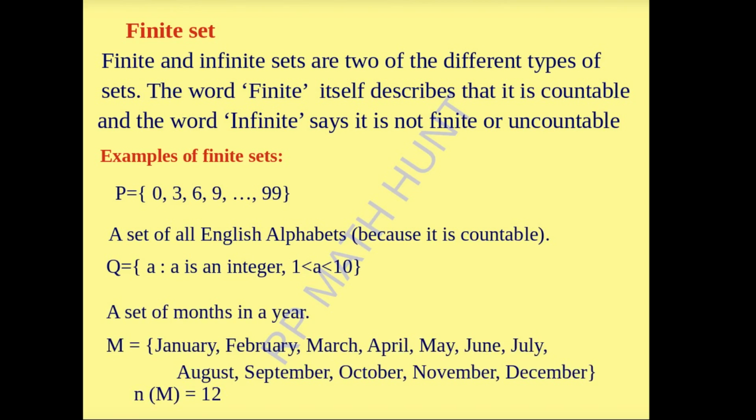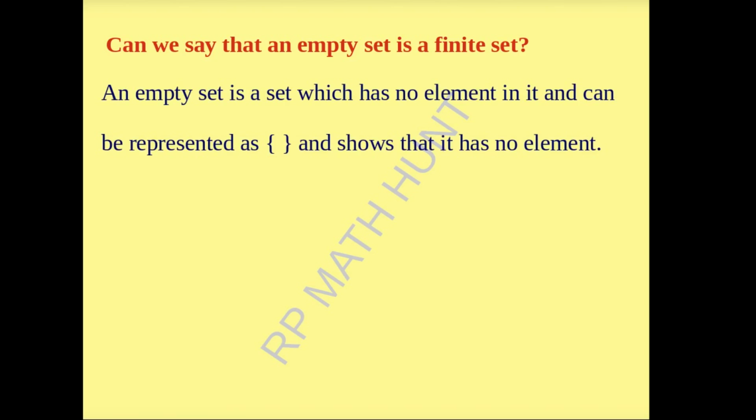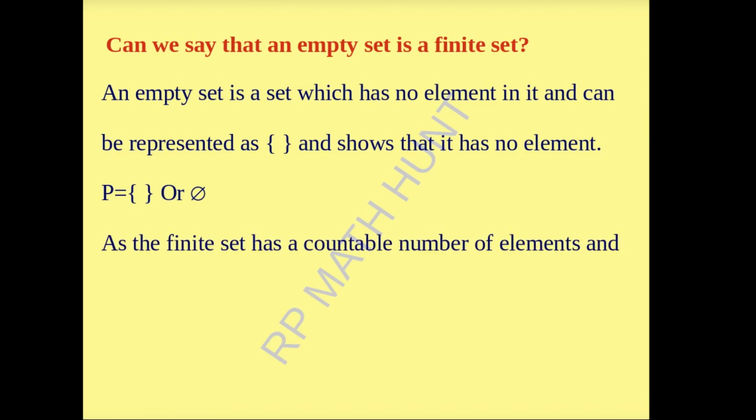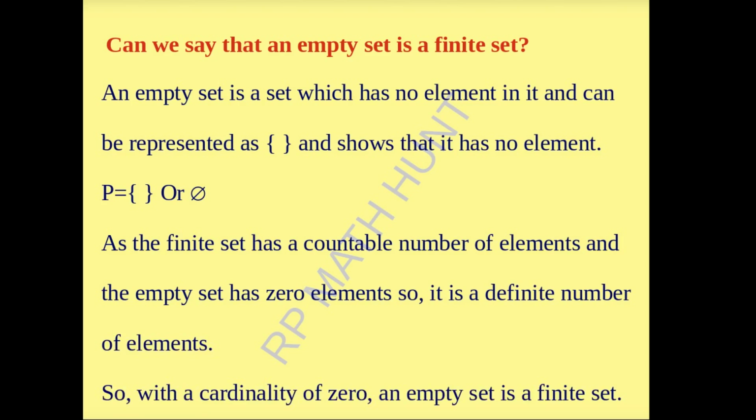Now, can we say an empty set is a finite set? An empty set is a set which has no elements in it. It can be represented with only two braces, showing that it has no element. P is equal to { } or phi. As a finite set has a countable number of elements and the empty set has 0 elements, it has a definite number of elements. So, with cardinality 0, an empty set is a finite set.